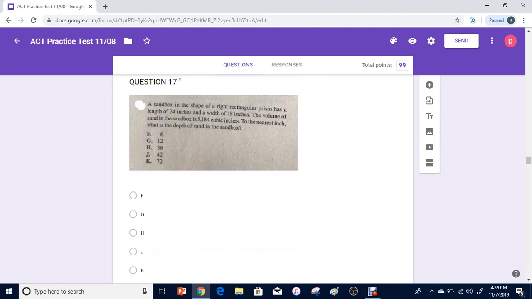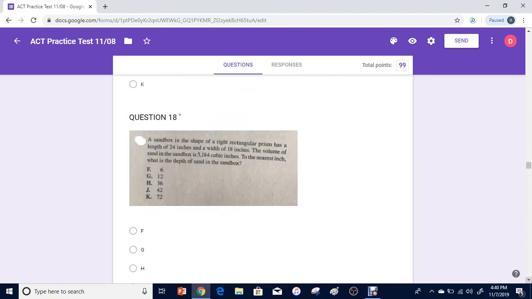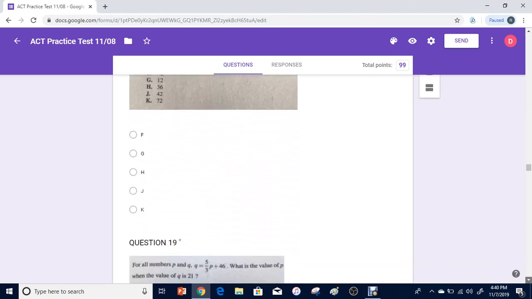Okay, a sandbox is a shape of a right rectangular prism. So when you have a right rectangular prism, that's a box. Okay, so I'm going to find the cubic inches. All right, length times width times height. I don't know the height. So I take 24 times 18 times x equals 5,184 and solve.